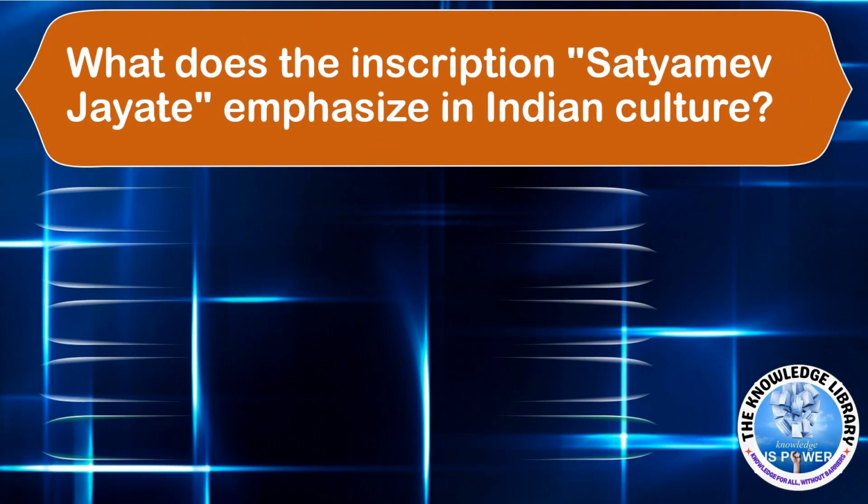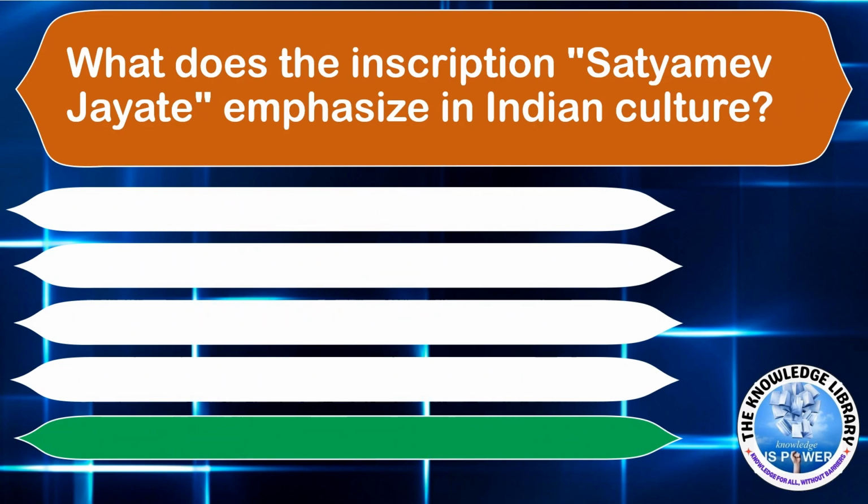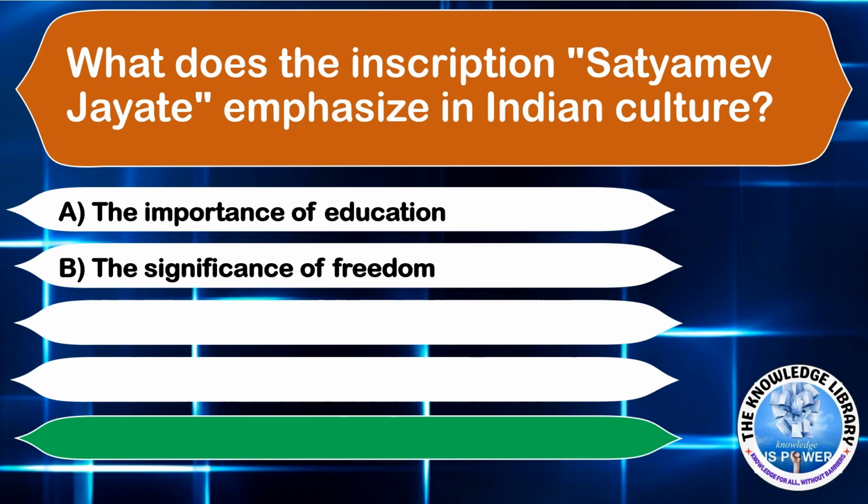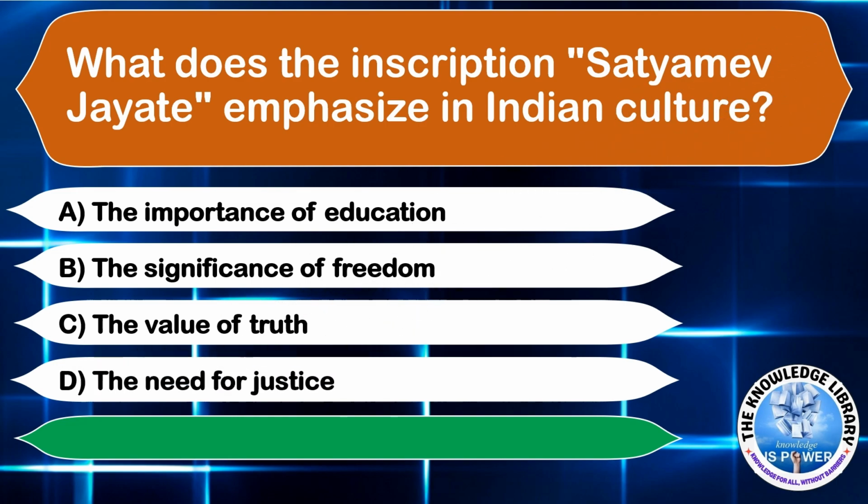What does the inscription Satyamev Jayate emphasize in Indian culture? Option A, the importance of education. Option B, the significance of freedom. Option C, the value of truth. Option D, the need for justice. The correct answer is option C, the value of truth. Move to the next question.